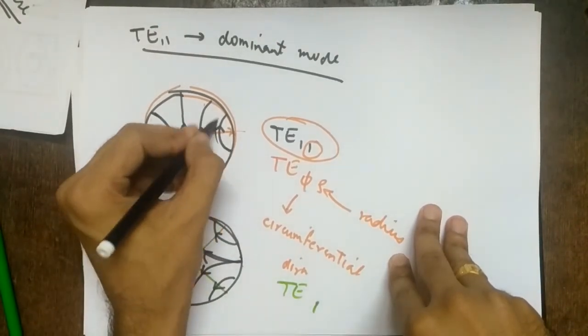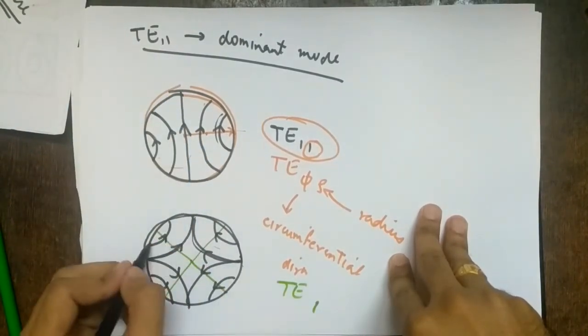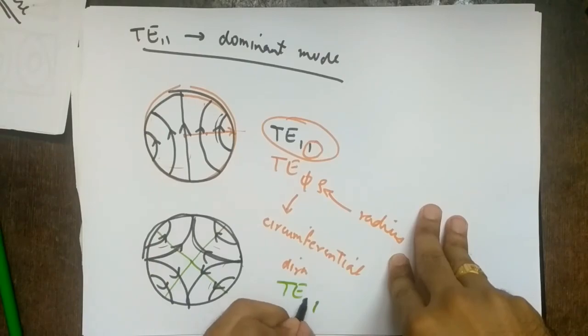So what was happening here? Only this was the same, so it was happening one time only. Here this is happening one time, and this is happening the second time. So TE21.